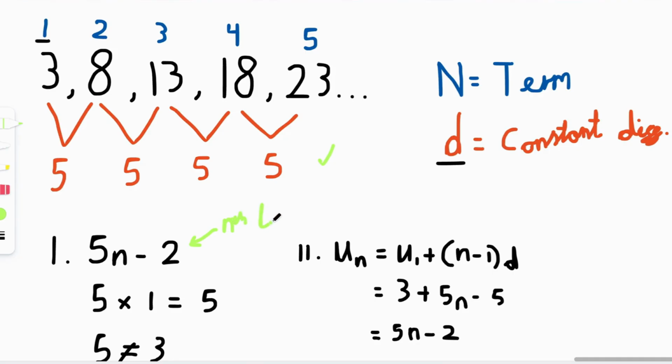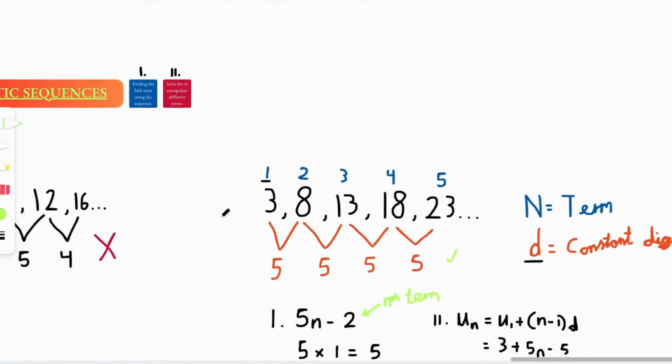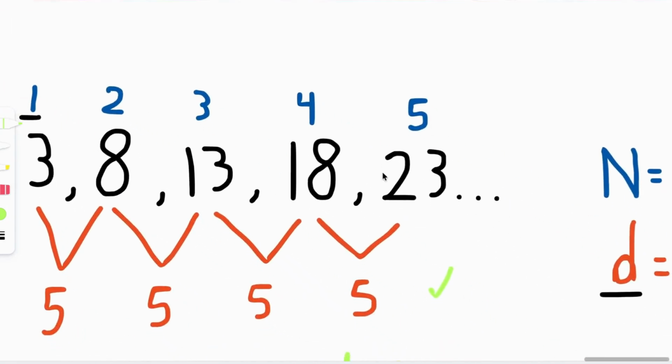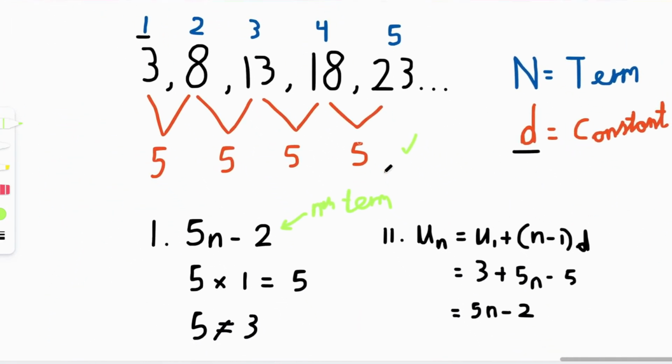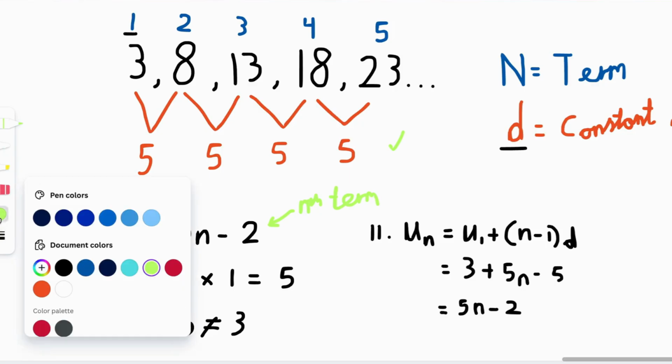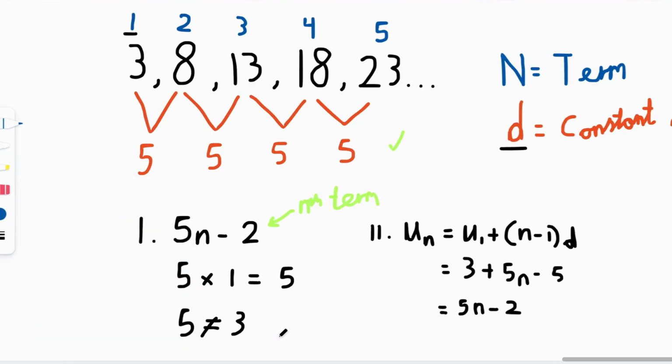Okay, so we've seen how you can actually figure out your nth term. Now, how do we actually apply it? Okay, let's see, part 2. Solve for or extrapolate different terms. Extrapolate basically means find the value of terms that aren't in the sequence. I'll get to that now. Okay. Solve for, let's see, with 5n minus 2, which is our general rule.